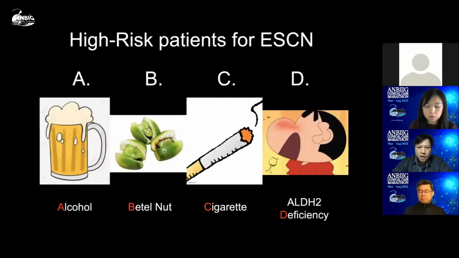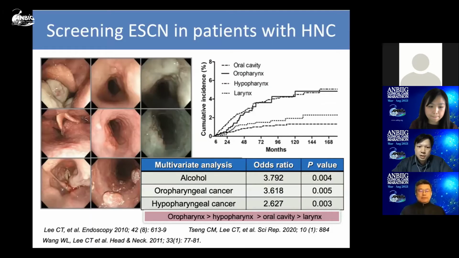There are main risk factors for esophageal neoplasia, which we call the ABCD: A, alcohol, betel chewing, cigarette, and ALDH2 deficiency. Another high-risk group is patients with head and neck cancers.